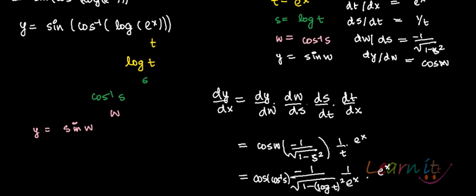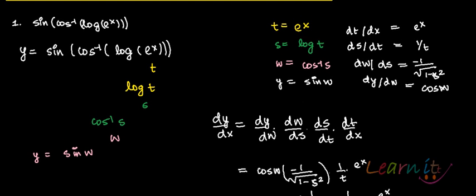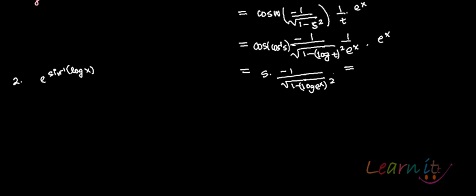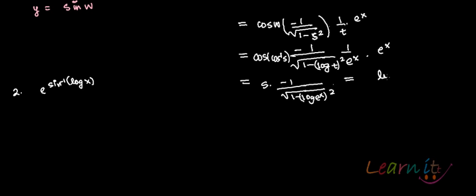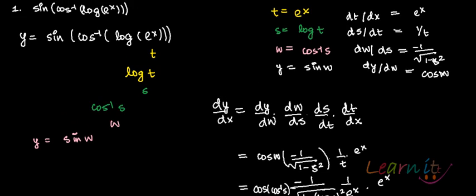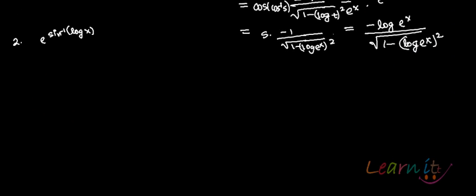Okay, and what is s basically? Log of t. What is t basically? e to the power x. So it is e to the power x. This is 1 minus log of e to the power x whole square. So this is a simple application of chain rule, nothing else.